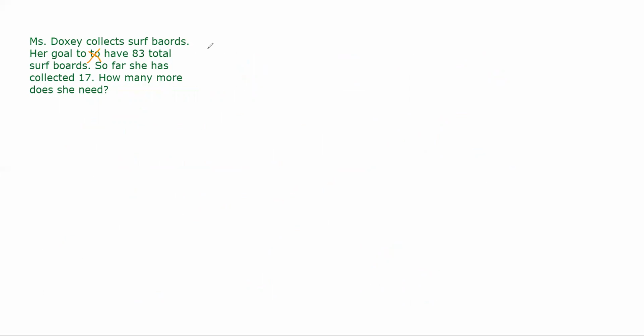Aha! How many, right? That many more, many less, whatever it may be. Already, I'm like, oh yeah, that's subtraction, because I do have to compare. I have to think about if she wants 83, she's at 17. What is the difference between there? What happens between those numbers, right? So my equation is going to be 83 minus 17 equals D for Doxy's surfboards.